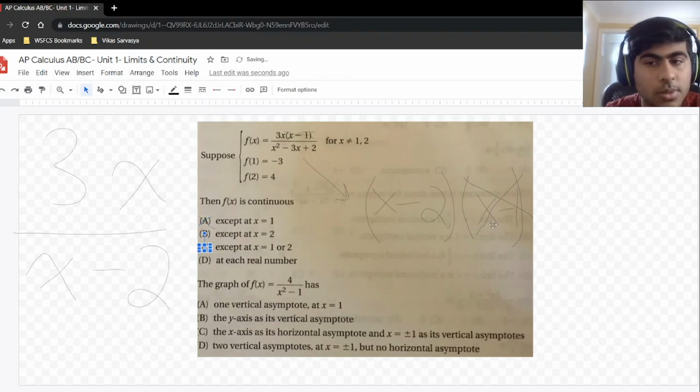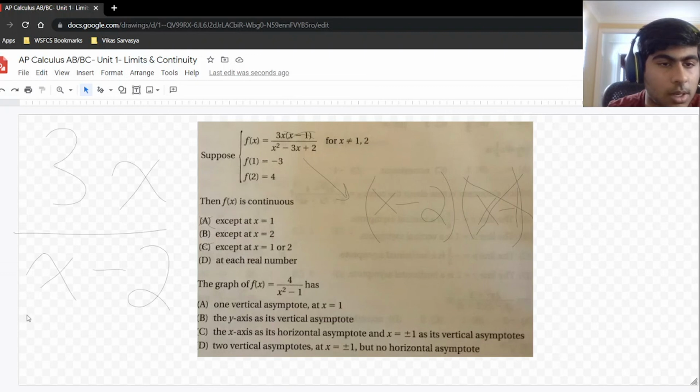Now let's move on to 2. At x equals 2, f is defined as 4. But if we plug x equals 2 in here, we get 6 over 0. That doesn't work, because a number over 0 would give us a vertical asymptote. If we have a number over 0, we end up with a vertical asymptote. If we have 0 over 0, that's different. Then you have a removable discontinuity, most likely. That's an indeterminate form. You can't decide anything from that.